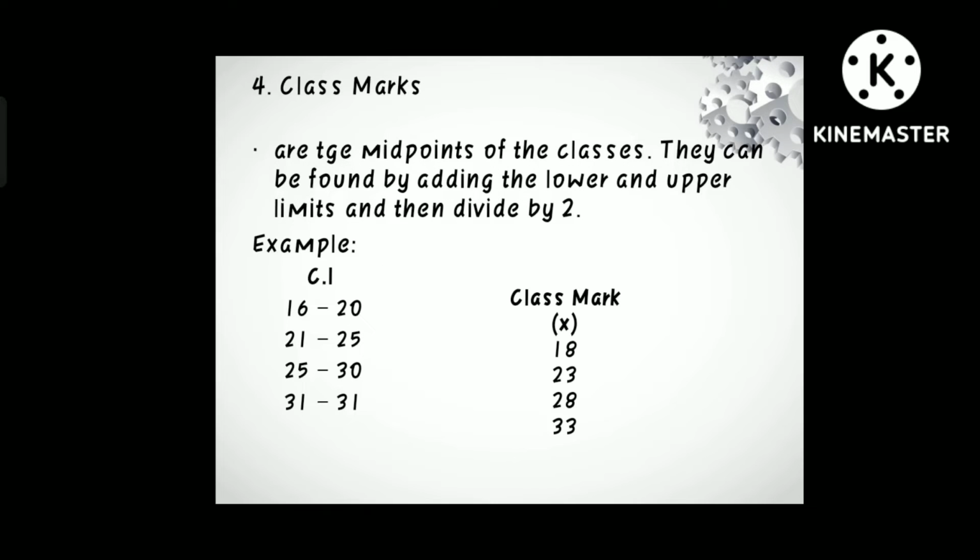Number 4, the class marks, are the midpoints of the classes. They can be found by adding the lower and upper limits and dividing by 2. For example, this is how you get the class marks: 16 plus 20 equals 36, divided by 2.